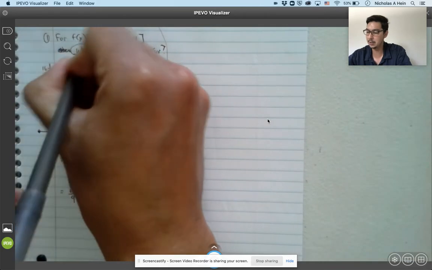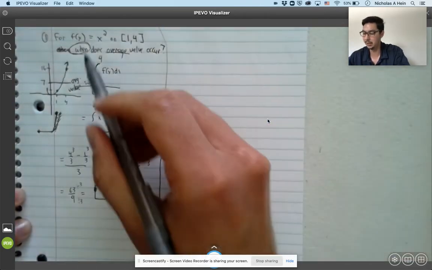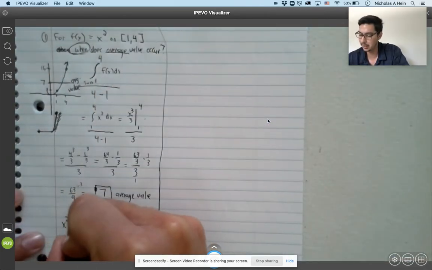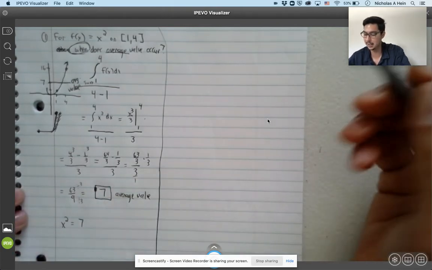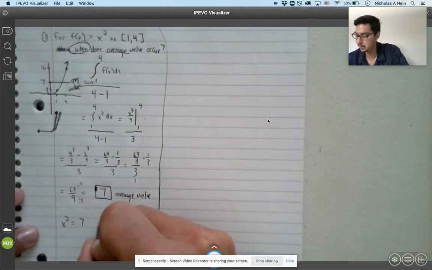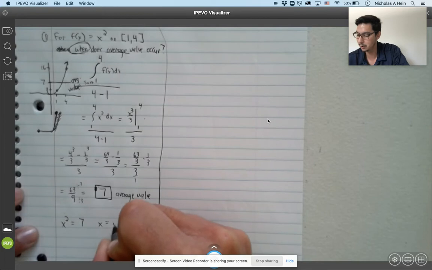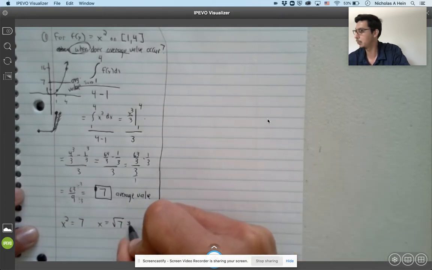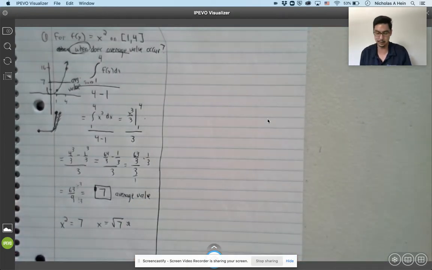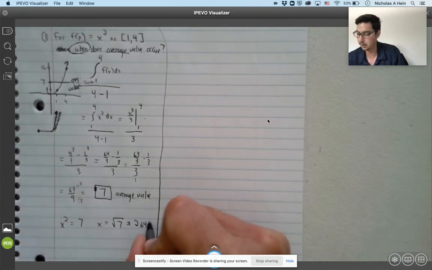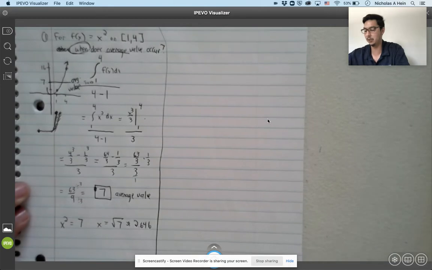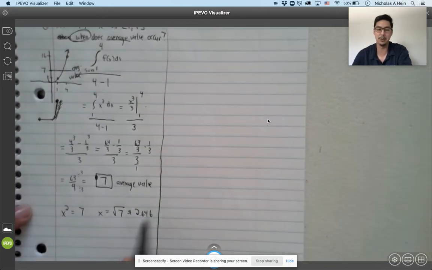Now, when does it occur? Well, when does x squared equal 7? That's the idea, is when does x squared equal 7? When does that curve equal 7? Solving for x, we're going to get x is going to equal the square root of 7, which is approximately, if you put that in a calculator, 2.646.